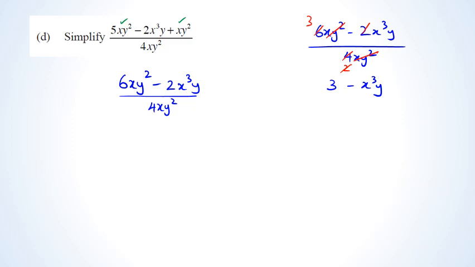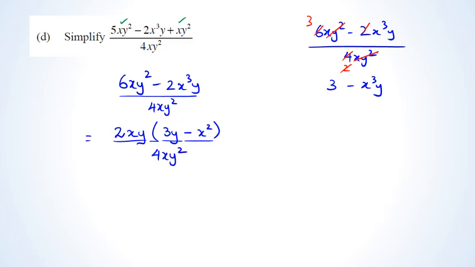But just understand that in this case, you've got to factorize the numerator first, and only then can you start canceling things out. Between 6 and 2, my common factor is 2. Between x and x cubed, my common factor is x. Between y squared and y, my common factor is y. So I can write this as 2xy(3y minus x squared), and now this whole thing is divided by 4xy squared.